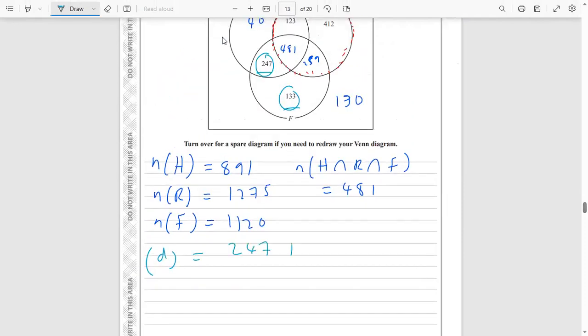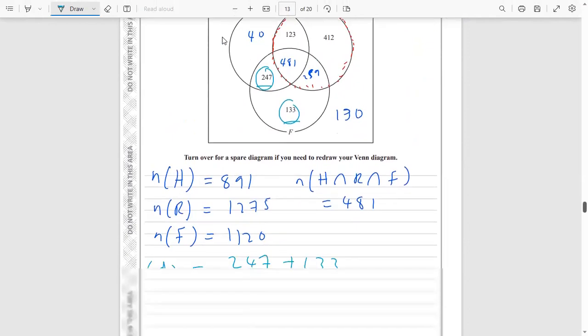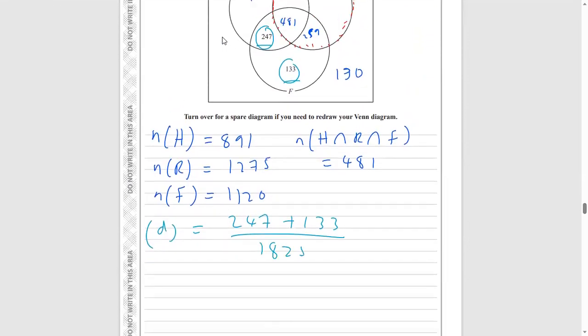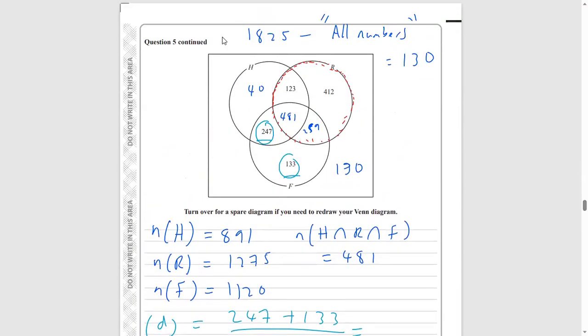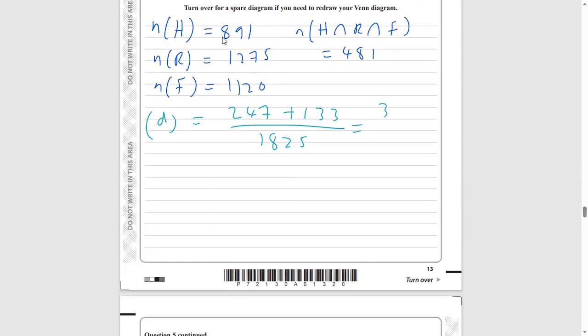So 247 plus 133, divided by the total number of people, the total number of employees, which is 1,825, and that's going to give us the result we're looking for. 247 plus 133 gives us 380. So 380 divided by 1825, and that's our answer. I'm just going to check if it gives us a nice number. No, it doesn't. If you want to simplify it, you can simplify it to 76 over 365. Either of those fractions is equivalent, so either would be fine for that question. Okay, brilliant. So let's go to part E.